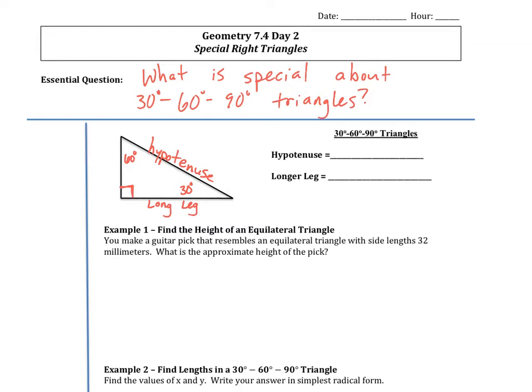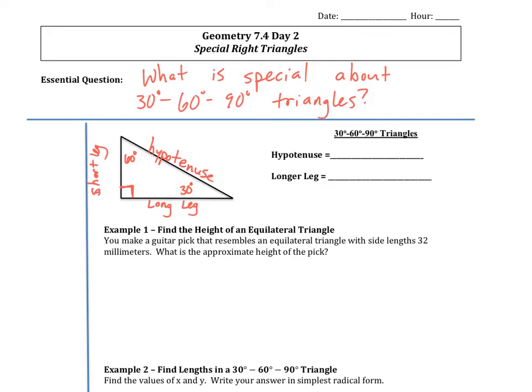Of the two legs, they are not the hypotenuse. The other two sides are called legs. The longer side is called the long leg. The shorter side is called the short leg. So we have a short leg, a long leg, and the hypotenuse.